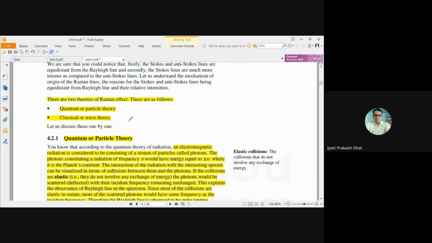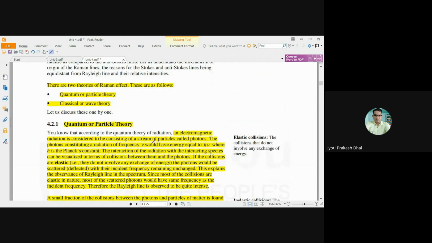There are two theories of Raman effect. These are two different long questions. The first one is the quantum or particle theory of Raman effect, and the second one is the classical or wave theory of Raman effect. First we'll discuss the quantum theory of Raman effect.